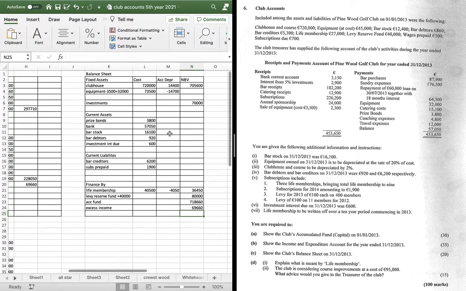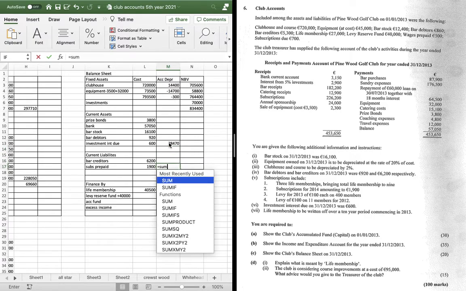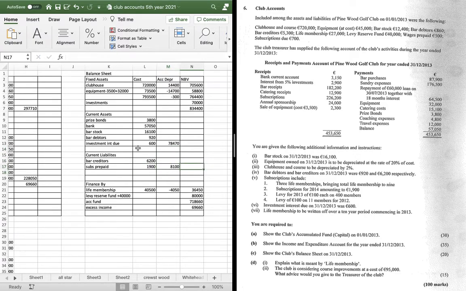Okay, so we're going to add up our fixed assets. Now, it's important you add up the cost and depreciation. Then we're going to add our investments onto those. All right, we'll add up our current assets and your current liabilities, and then we're going to take those away from each other to find our working capital. Then we're going to add that answer onto our total fixed assets. That gives you the value of your club as 904,770.